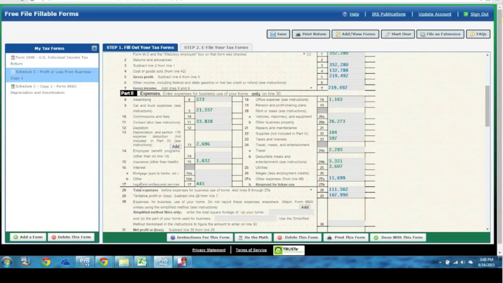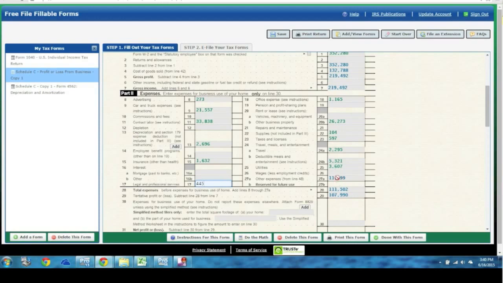And then other stuff is pretty simple. Legal and professional fees, it's just straight up a number. Office expense, rent or lease. Here, this line's for vehicles and machinery and equipment. This line, it says other business property. This is where you would put your building lease. Supplies expense, taxes and licenses, utilities.